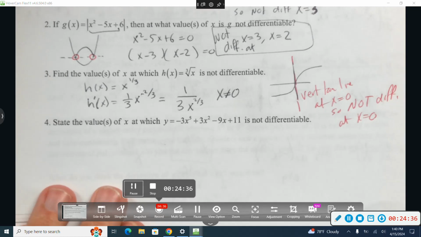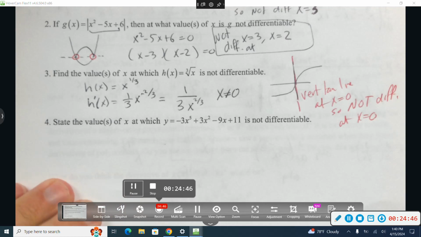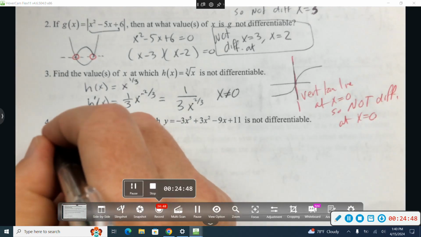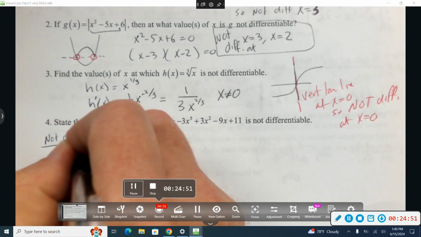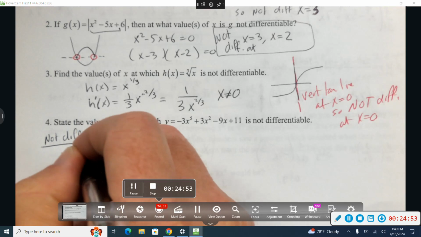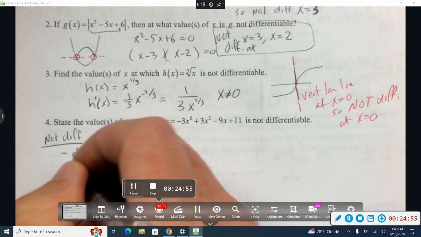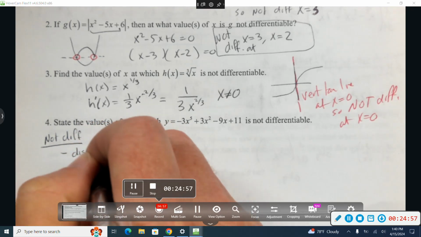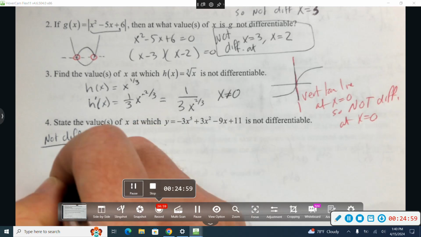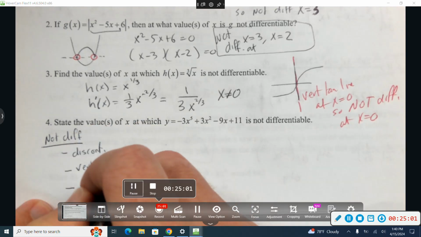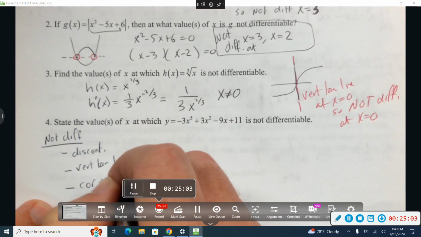Number 4. Tricky in an easy way is number 4. State the values of x at which that thing is not differentiable. Again, not differentiable means we're looking for where it's discontinuous, where there's a vertical tangent line. I'm just repeating these from earlier so I know what I'm looking for. And corners.